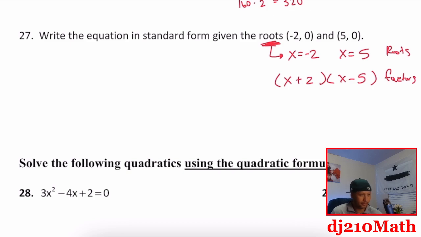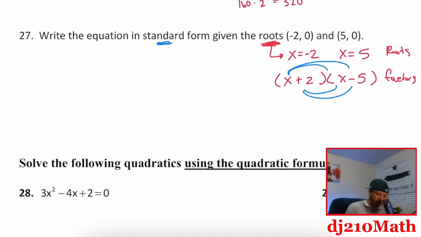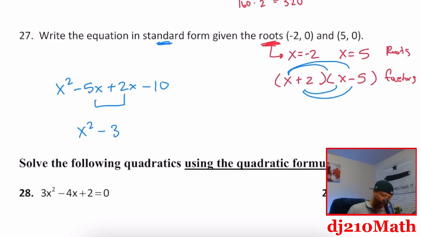All right, this is relevant because we're going to FOIL this out to get something in standard form. So x times x is x squared. x times -5 is -5x. 2 times x is 2x. 2 times -5 is -10. Combining the things that are alike, x squared minus 3x minus 10. So this is standard form.